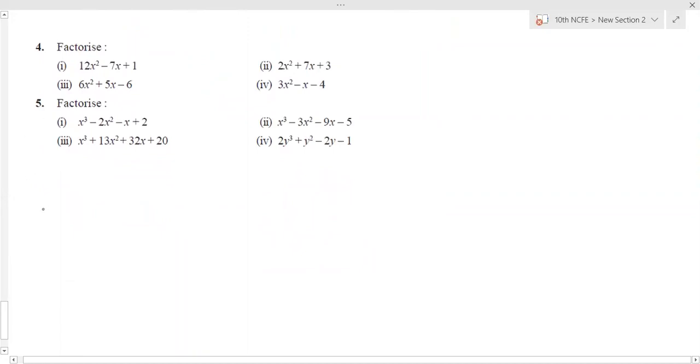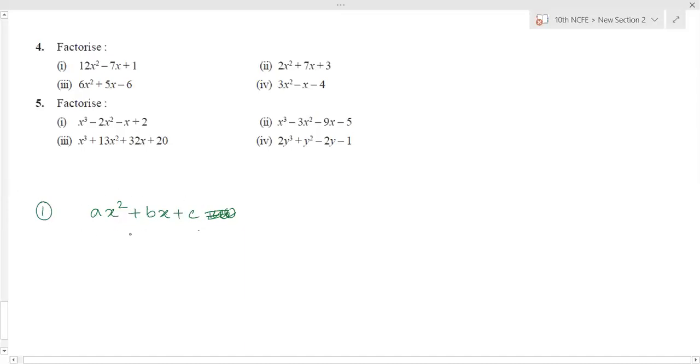So first part. Now first I will tell you the method. Ax square plus bx plus c is equal to 0. Okay, fine. Leave this part. A quadratic equation is always written in this form, ax square plus bx plus c, where a, b and c are any numbers and x is the variable.